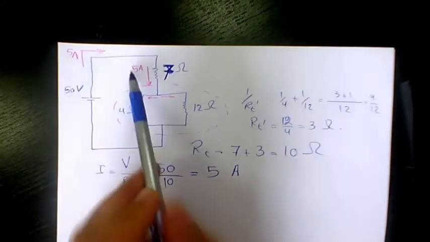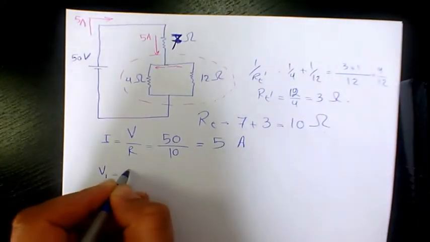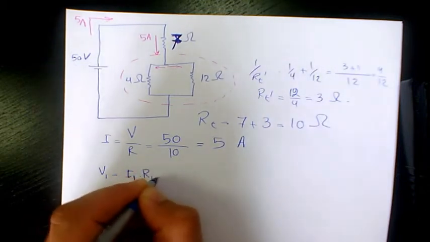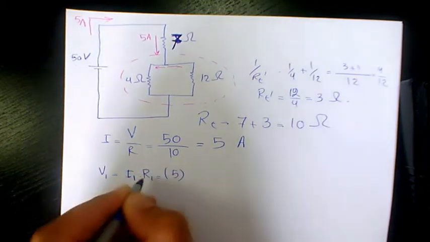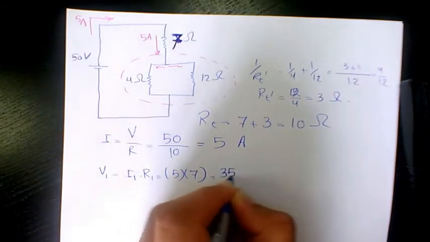Let's find out V1 in here. V1 will be I1 times R1. I is 5, R is 7. That's going to be 35 volts.